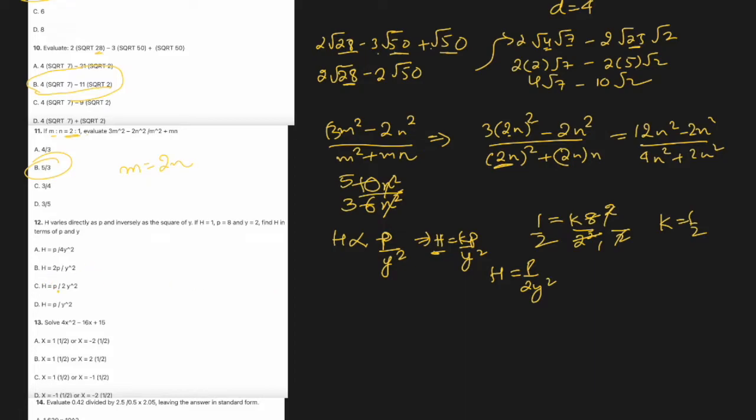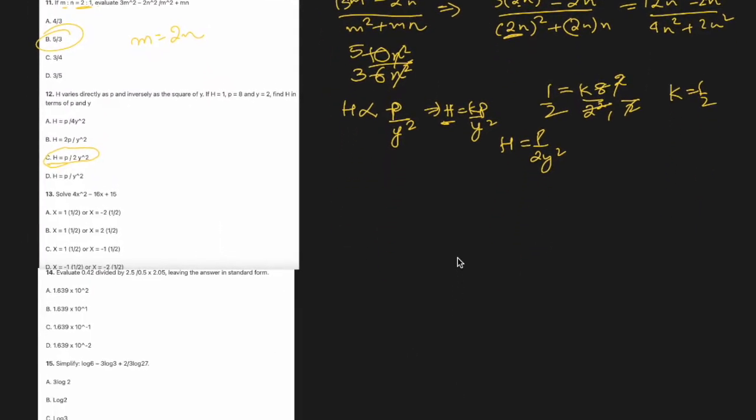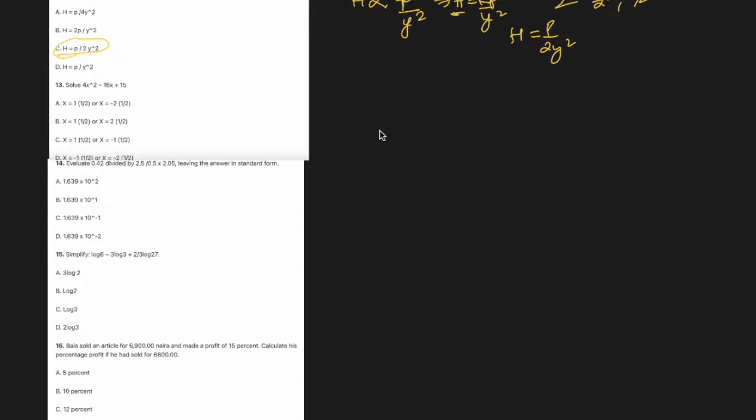P over 2y square. This is the one. Number 13. Solve 4x square minus 16x plus 15. Straightforward quadratic equation. Okay, 4x square minus 16x plus 15.